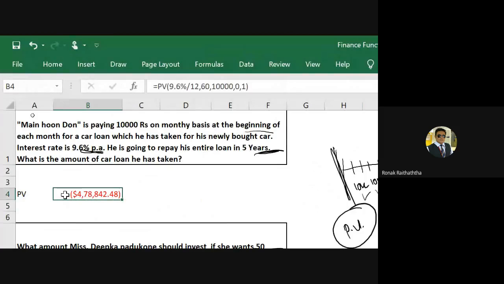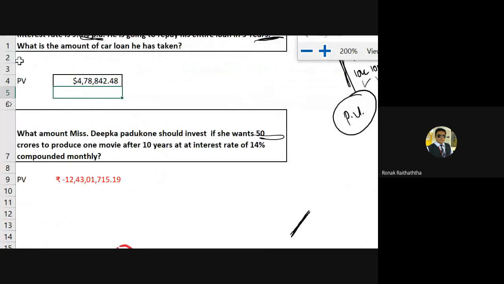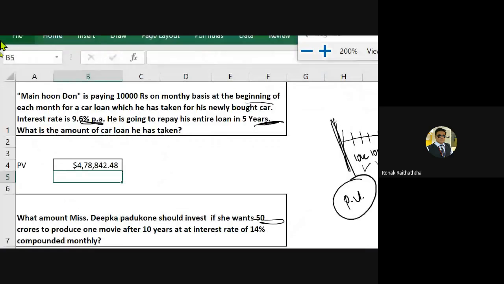And to remove the minus sign, you people are very much aware that we are required to do some trick with the Excel. What trick will we do? We would put minus in front of this PMT. So the ultimate answer gets converted into a positive answer. So the amount of loan taken by Mr. Mehudon is 4,78,842. Such a small kind of a loan we have here.